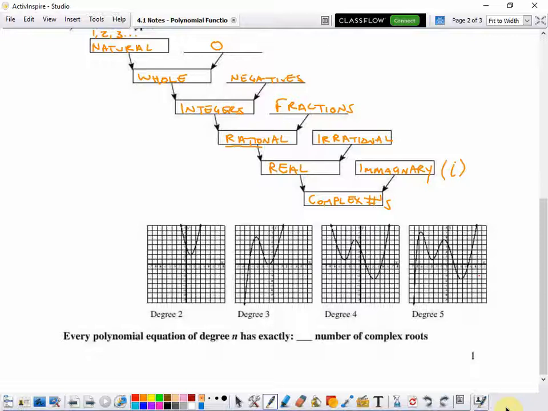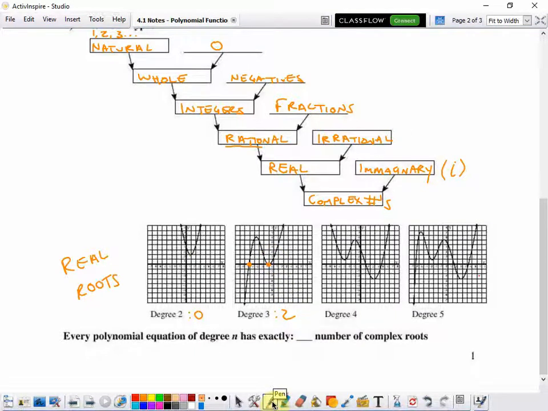Okay, so here's a case where the vertex does not touch the x-axis and never touches the x-axis at all. So the number of real roots in this case is actually 0. In this case, we touch the x-axis twice, so the number of real roots is 2.